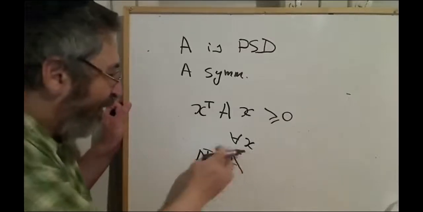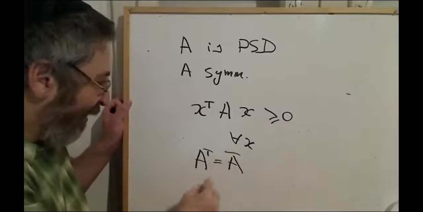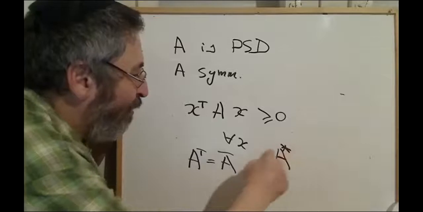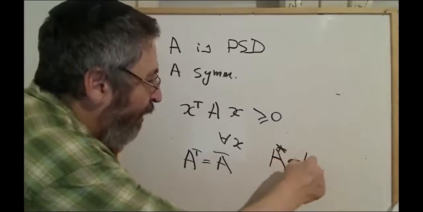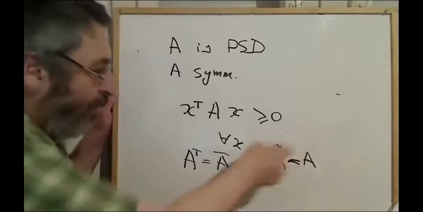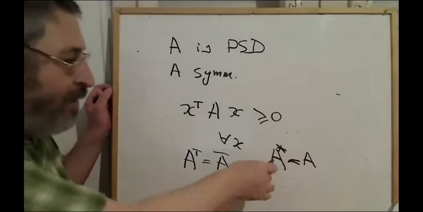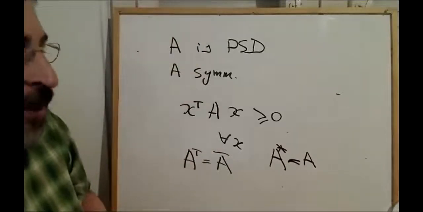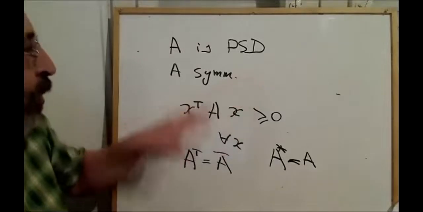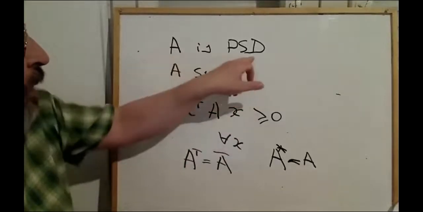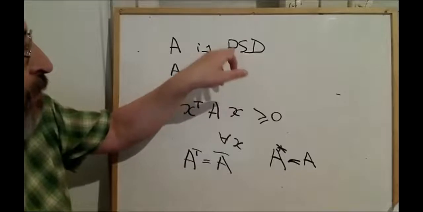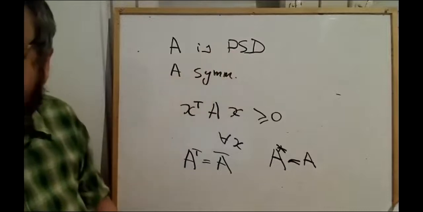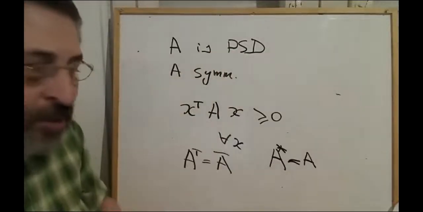And it's usually denoted as A star. A transpose adjoint, A star, is equal to A. It's Hermitian, and in particular in real numbers, it's symmetric. Just for those who wanted, a couple of students had this question. So bottom line, if you see anywhere about positive semi-definite cone and so on, you automatically assume that the matrices are symmetric. Okay, now back to the question.